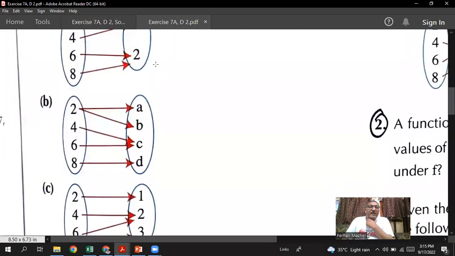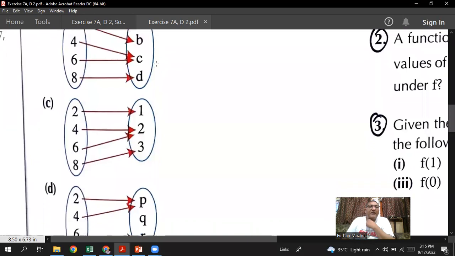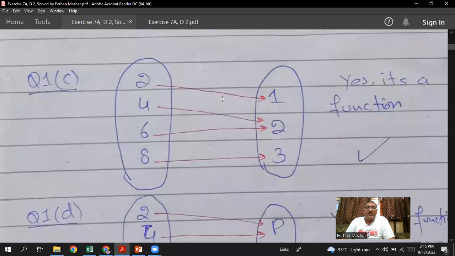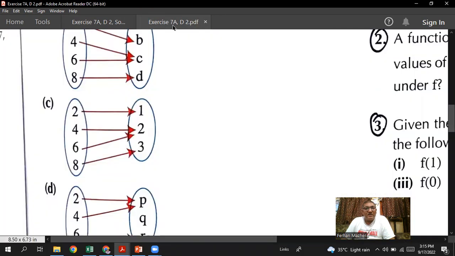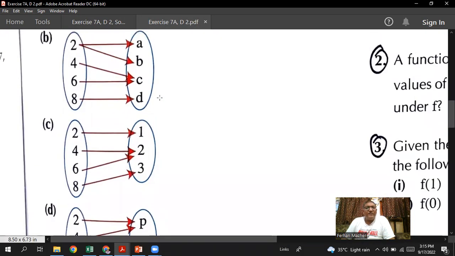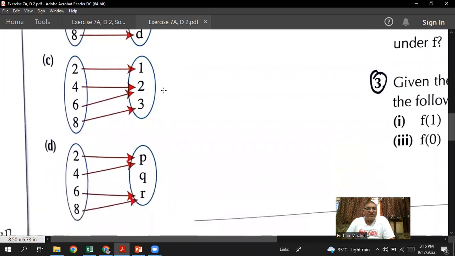Okay, so we are going to the next part. Next part is the C part. Here 2 has image 1, 4 has image 2, 6 has image 2, 8 has image 3. So they all have images, and it looks good. So in the C part, yes, it's a function. Every member has an image, and none of them has two images. So C is good.